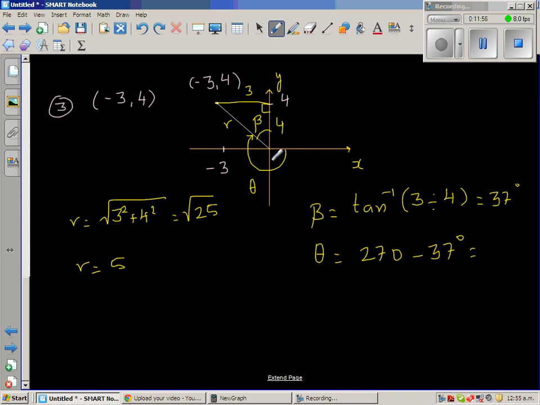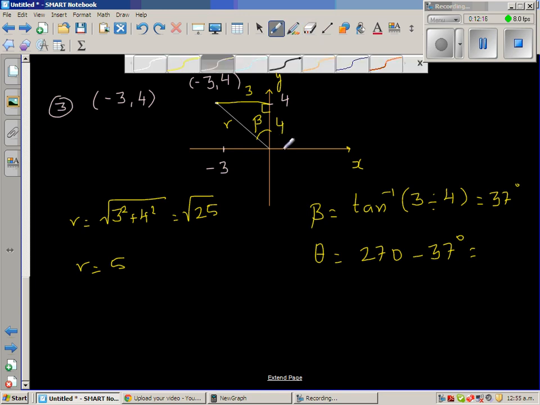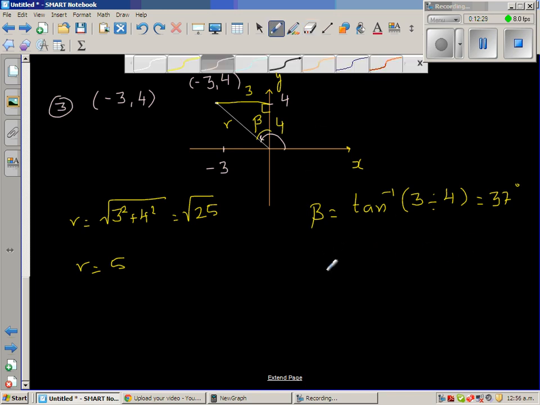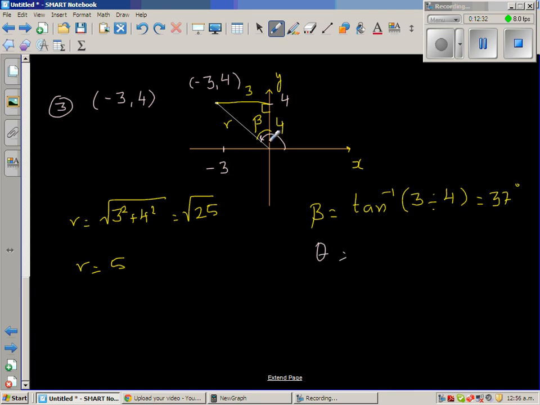So this is again going, you could have gone this way, that would have been positive. You could have gone instead from here to here. Okay, so this is positive. So your theta is 90 plus 37 degrees. It is better. So theta, this much is 90 and beta is 37. So theta would be 90 plus 37 degrees, which is 127 degrees.